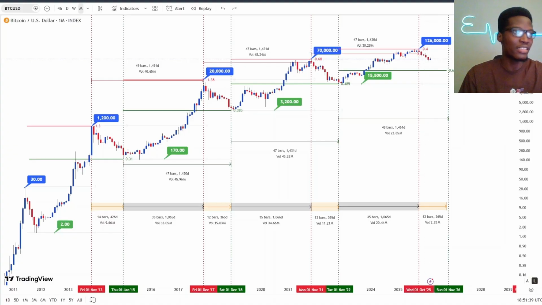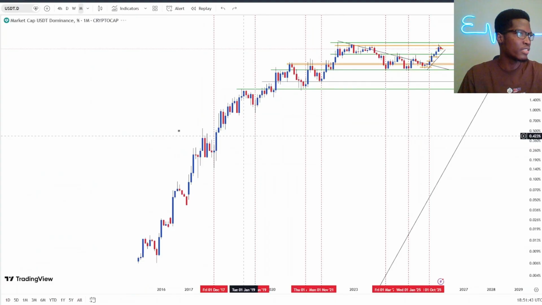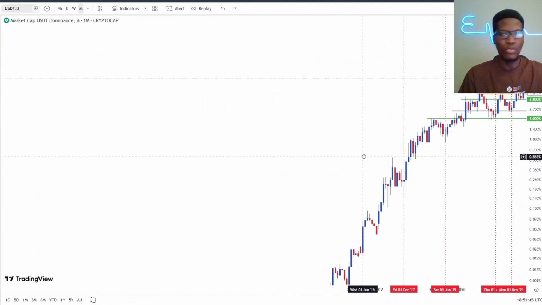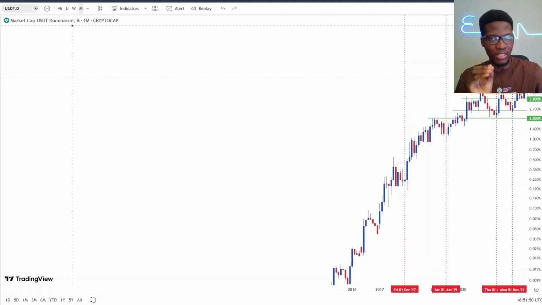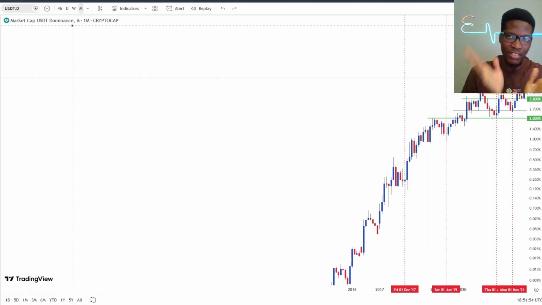Secondly, I looked at the USDT dominance. So this is the USDT dominance. USDT, United States Dollar Tether, is USD, that's fiat, and USDT goes into cryptocurrency. The dominance just shows how much of the total market cap is in USDT.